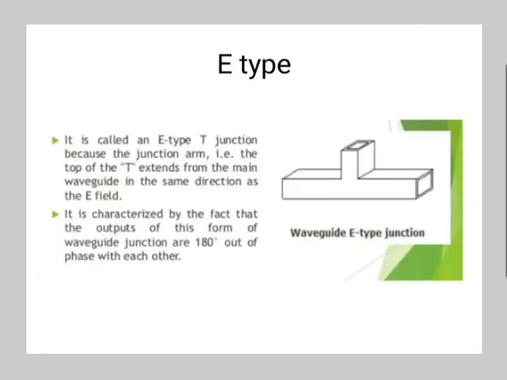So first is the E-type, or we can say the E-plane T junction. It is also called an E-type T junction because the junction arm, that is the top of the T, extends from the main waveguide in the same direction as the E field, and it is characterized by the fact that the outputs of this form of waveguide junction are 180 degrees out of phase with each other.